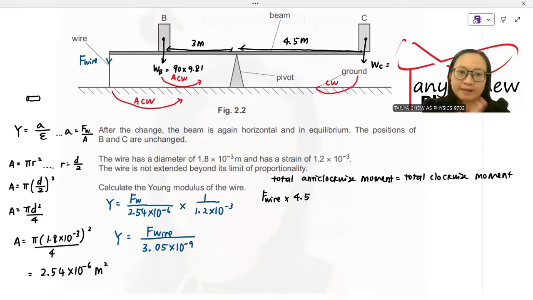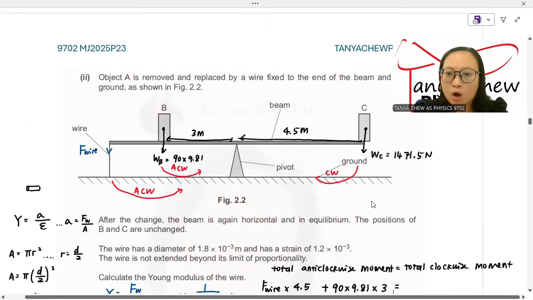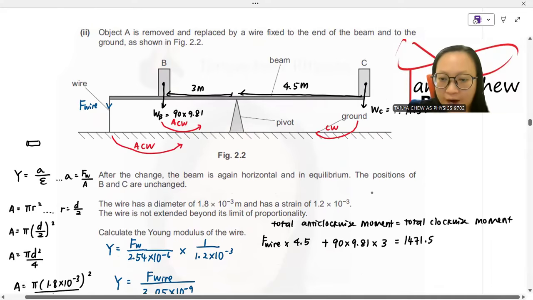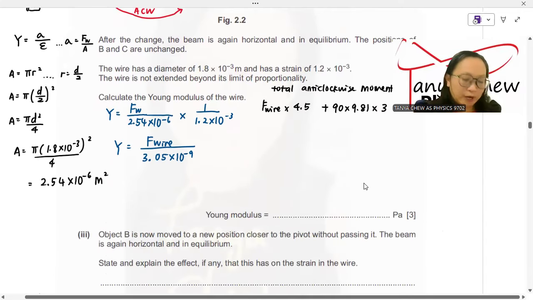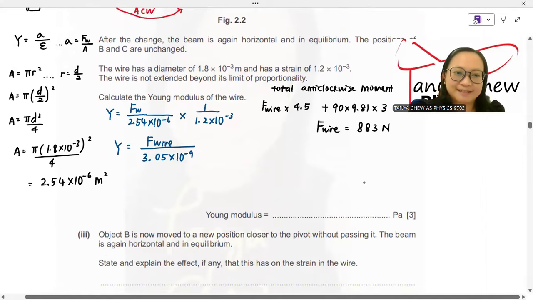Total anti-clockwise moment is the force from the wire multiplied by perpendicular distance from the pivot, because the wire is at the other end. So it is 4.5 meter plus the weight of B. Weight of B is 90 times 9.81 multiplied by perpendicular distance, which is 3 meter, equals to weight of C. Weight of C is 1471.5 times the perpendicular distance from the pivot, which is 4.5. And you work it out, you are supposed to get the force of the wire, which is equal to 883 Newton.